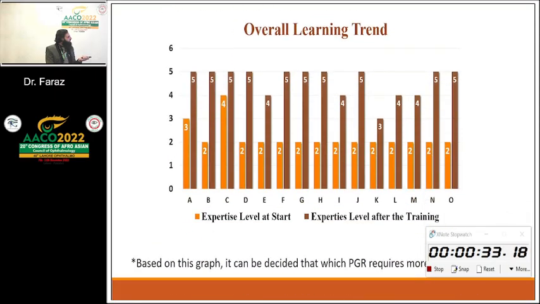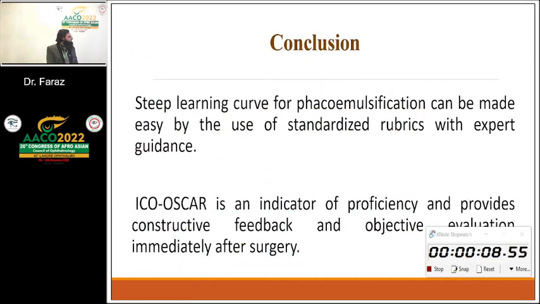We can see this orange line denotes the level of the trainee resident at the start, and this brown line denotes the level at the end. In the beginning some residents were at 3, some at 2, but in the end most of them reached 5. From this method we can also assess that some residents lag behind, so these residents need more attention and more practice. The conclusion is that we should adopt this method for residents so that they can know which steps they are lacking and which steps they have to improve.